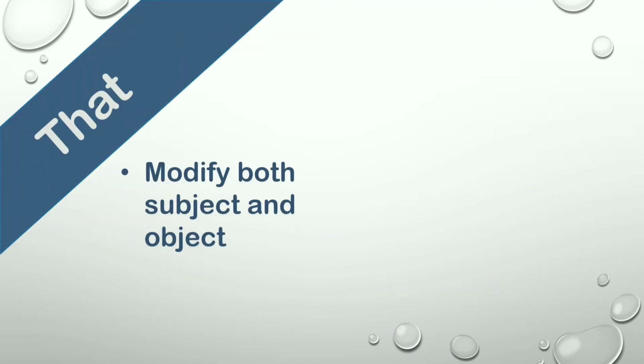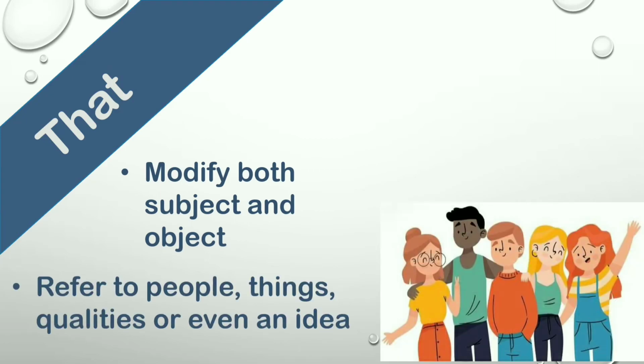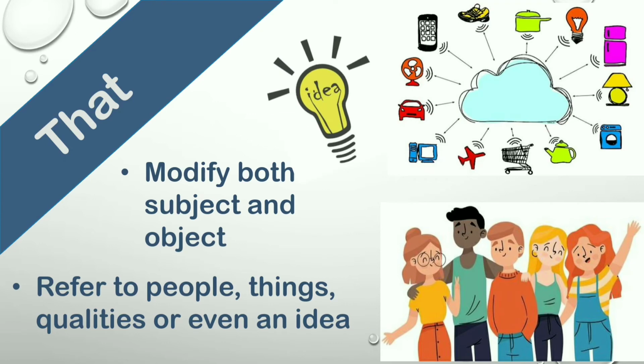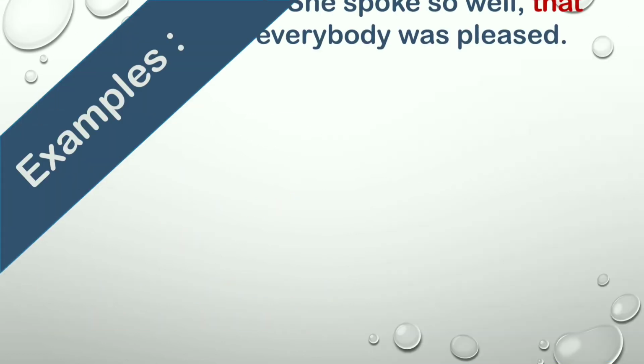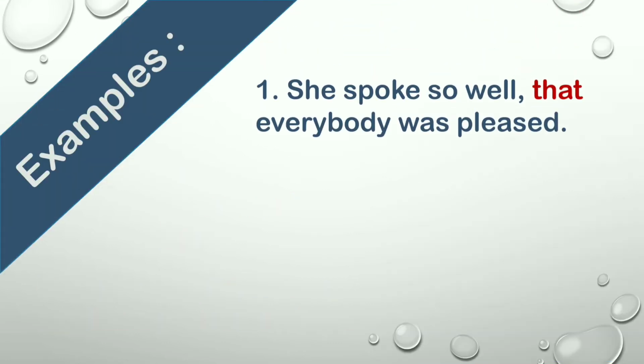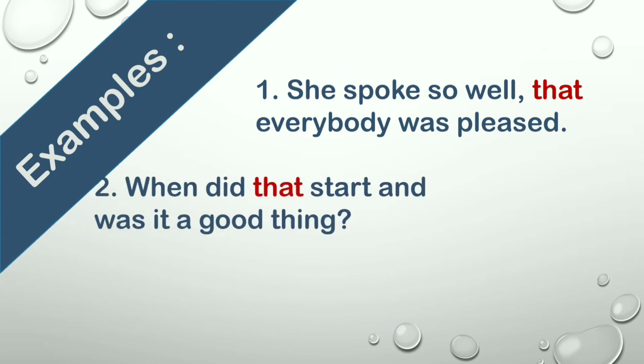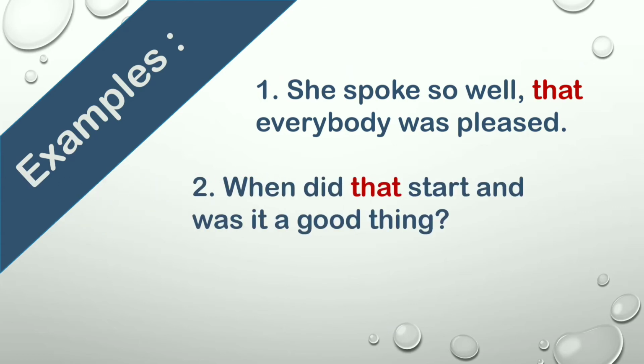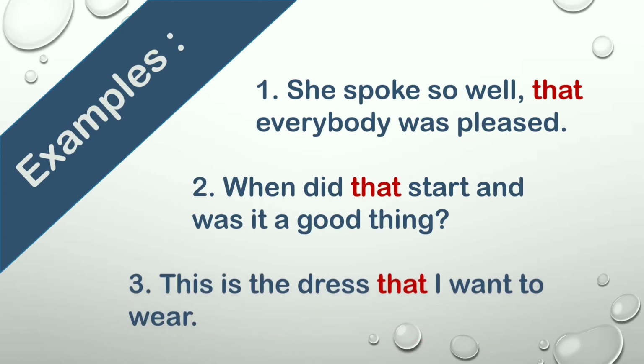Now, the fourth one is that. Well, that modifies both subject and object and refers to people, things, quality, and ideas. For example, she spoke so well that everybody was pleased. When did that start and was it a good thing? This is the dress that I want to wear.